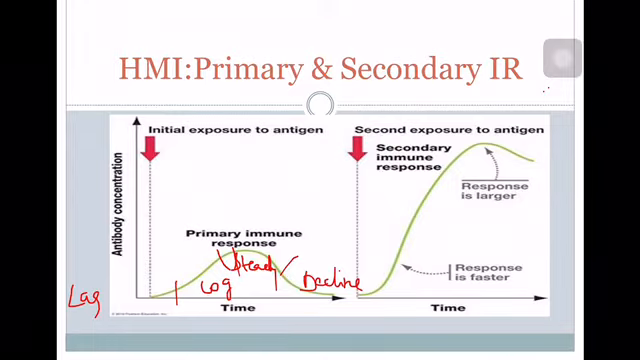They are lag phase, log phase, steady phase and the decline phase. The lag phase is the phase observed immediately following the antigenic stimulus, during which there is no production of antibody. The detectable antibodies are not observed in the circulation. That phase is called a lag phase.